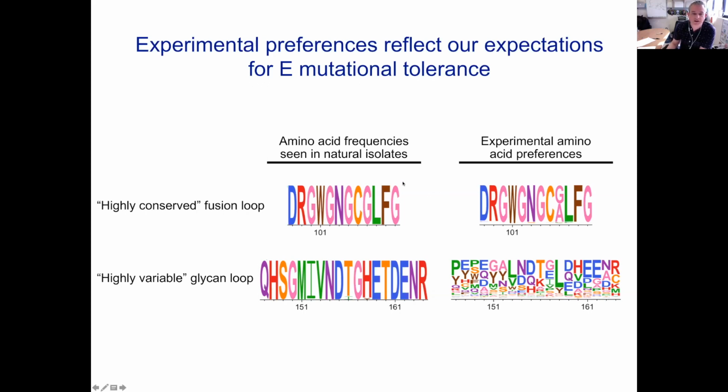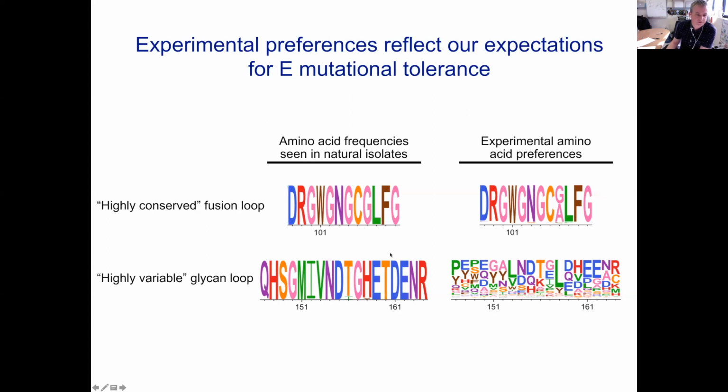You can see that the amino acid frequency variations in natural isolates shows it's highly conserved as it should be. And our deep mutational scanning data also showed that pretty much only the wild type amino acids worked in this position, except for one position that looks like it could tolerate a different amino acid.